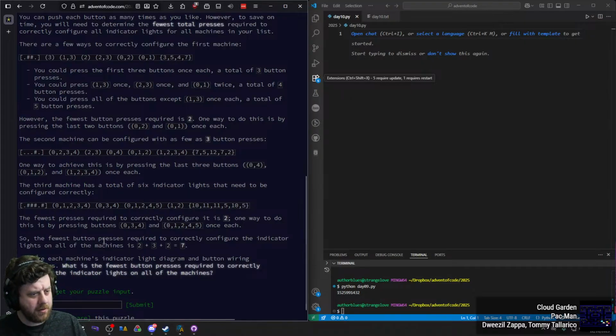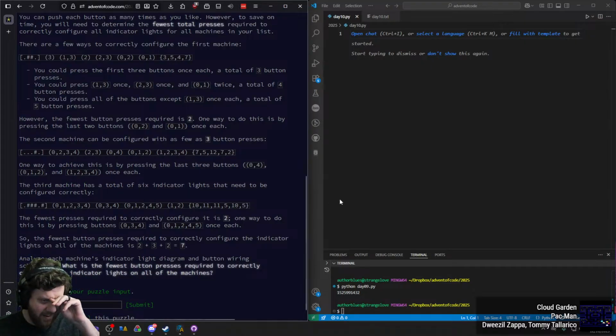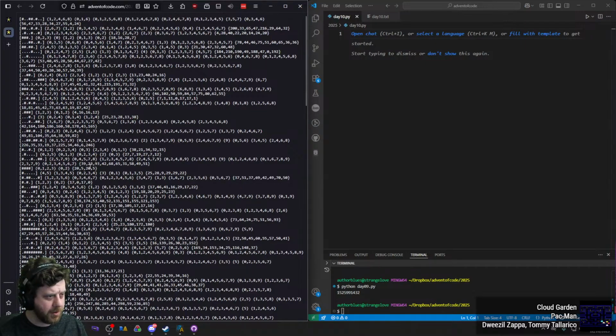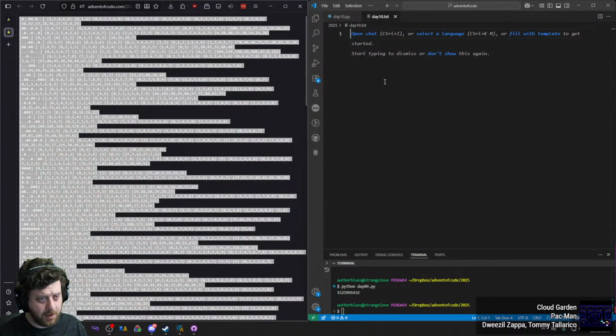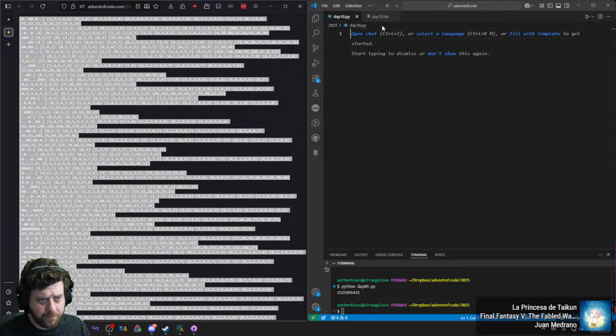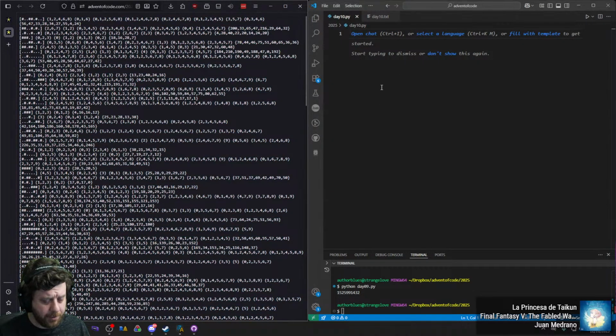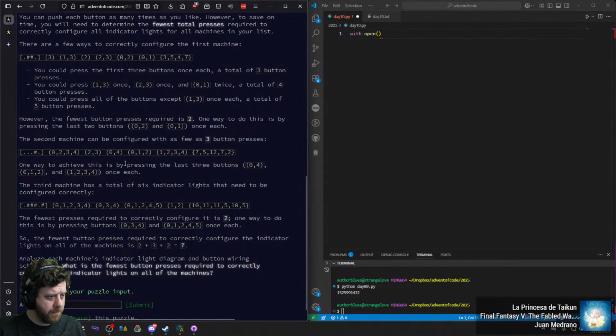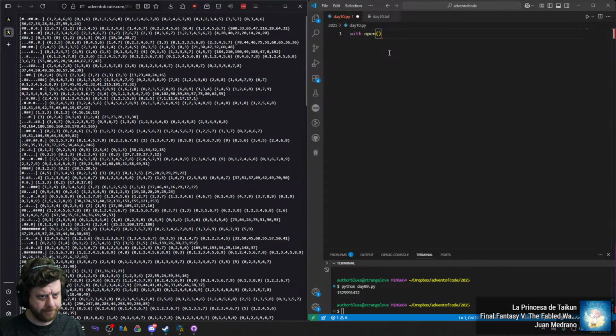The update's gonna have something to do with the joltage. Yeah. Alright, so let's go ahead and get our puzzle input so we can parse it. I'm gonna leave this up on screen for a second. Fewest button presses total, okay.